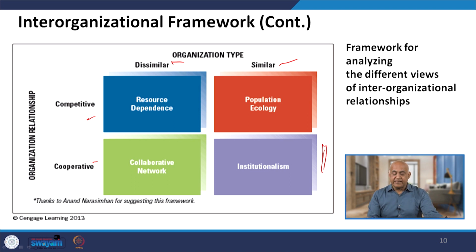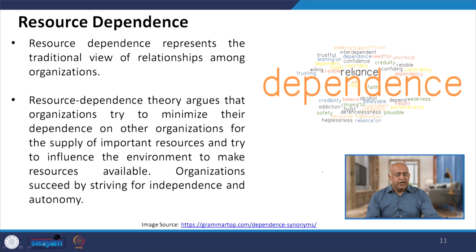So, for analyzing the different interorganizational relationships, first you have to understand what type of interorganizational relation framework it is, then you can talk about the interorganizational relationship. Once you understand the framework, whether we should go for competition or collaboration, that will help you. Now, we will take resource dependence first. Resource dependence represents a traditional view of relationships among organizations.